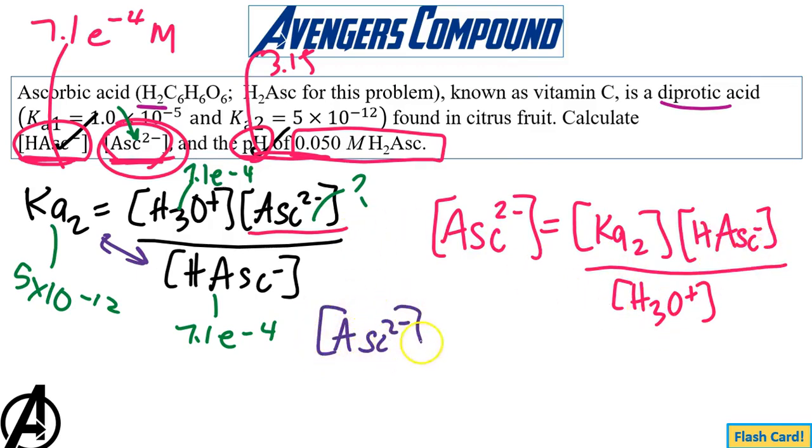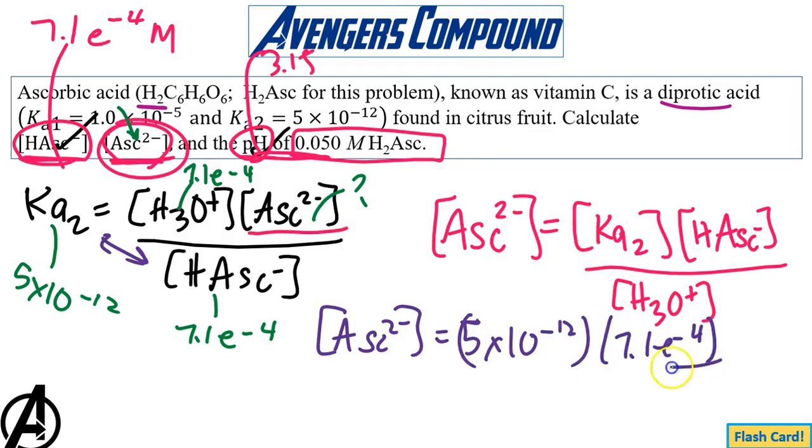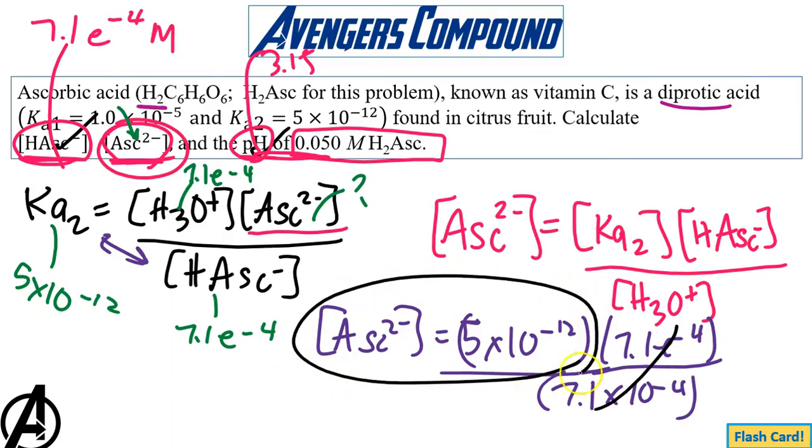Therefore, this is what I end up getting. We already know this is going to be 5 times 10 to the negative 12. And we know both of these is 7.1 times 10 to the negative 4. Okay? This is also 7.1 times 10 to the negative 4. So what can I do? I can simply just reduce this. And so the concentration I have for ASC2 minus is going to be 5 times 10 to the negative 12. We can actually keep that because we do have significant figures that are going to be one significant figure here. And so we could just use one from what's given.